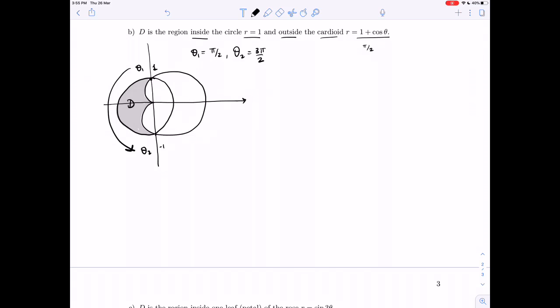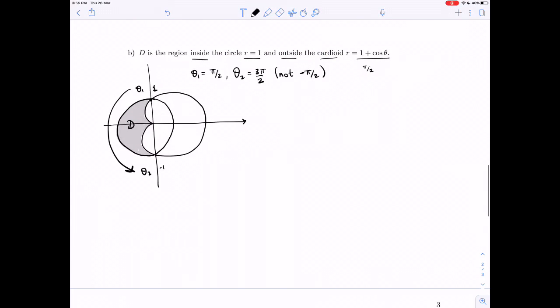we have to be careful again. Theta 2 is 3 pi over 2, which is the correct direction, so not minus pi over 2. If we had done from pi over 2 to minus pi over 2, we would have gone around the circle in the other direction, and that is not what we want. So you have to be careful to label the coterminal angle in the direction that you want to go to capture the region. So let us again be more explicit though.